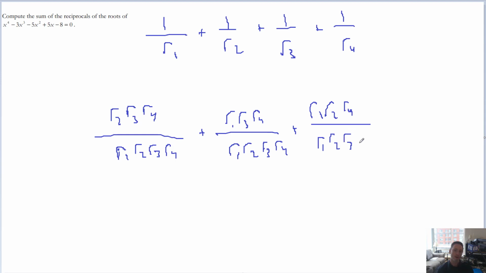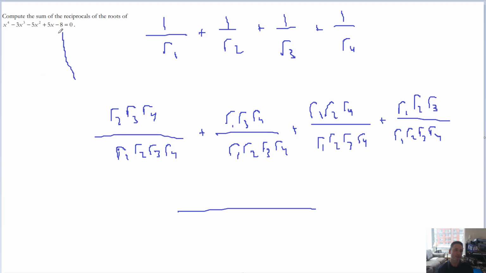Hard to write and talk, plus R1, R2, R3 over the product of the roots, which is again our common denominator. All right. So when we add them all up, we are over the product of the roots. Actually, the product of the roots, with the sign, is -8.